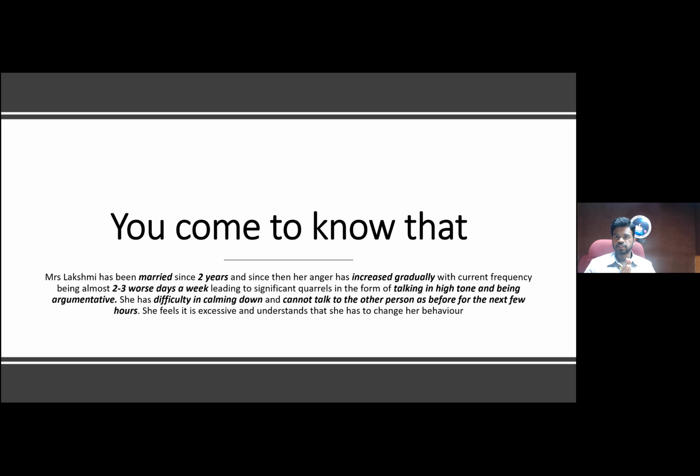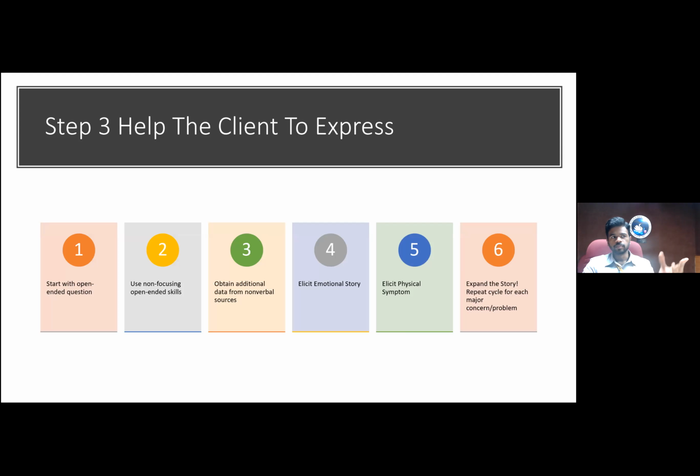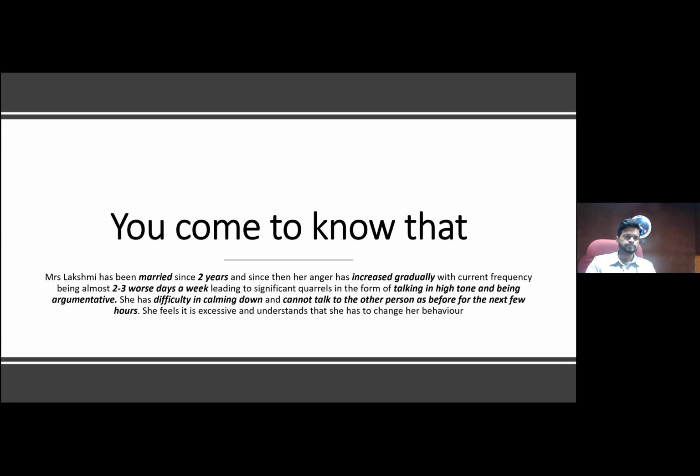So this is what she has told more about her marriage, and once you have asked about, can you tell more about since when it happened and all those things, you have got this information, right? So this is how you elicit emotional history in terms of using open-ended questions and non-focusing open-ended skills, and eliciting certain physical symptoms. So she has told that she's been irritable and not able to talk and all, right? And difficulty in calming down, talks in high tone, all those things, right?